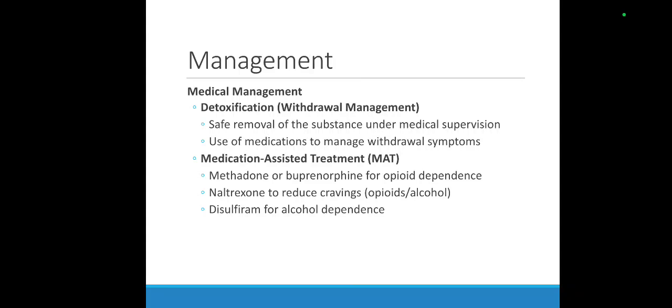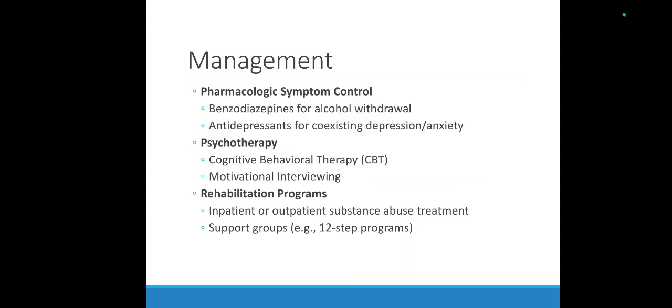We have also medication-assisted treatment such as giving methadone or buprenorphine for opioid dependence. We have naltrexone for reduced cravings, such as for alcohol and opioids, and then disulfiram for alcohol dependence. For pharmacologic symptom control, we have benzodiazepines for alcohol withdrawal. We have antidepressants for coexisting conditions. Again, if the patient also experiences depression or anxiety, then you can give antidepressants.